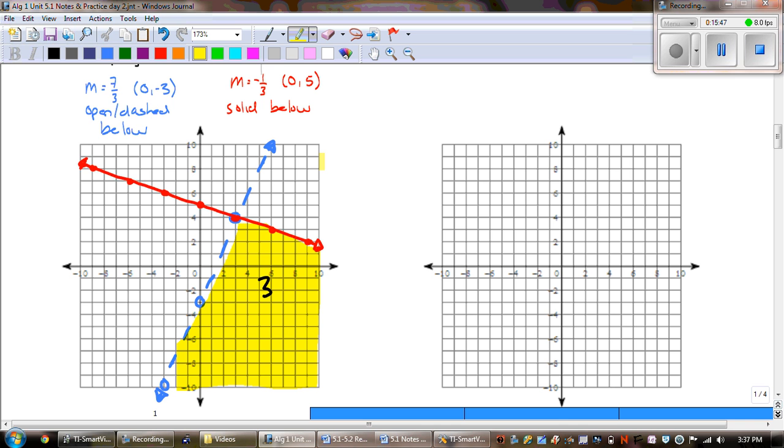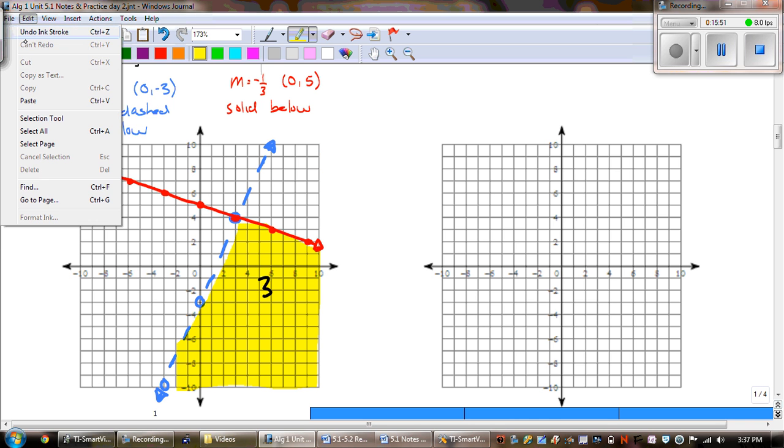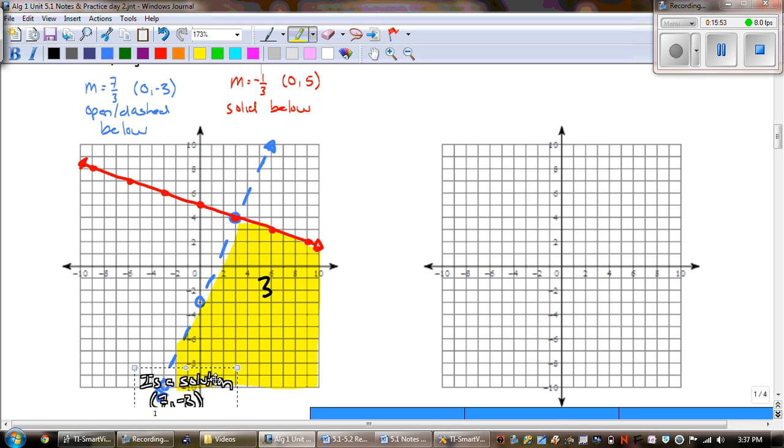Okay, so I need to do one solution and one non-solution. So I'm just going to paste that. And why don't you guys pause the video and see if you can figure that all on your own. Good luck.